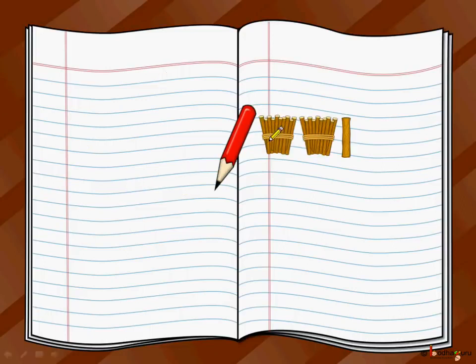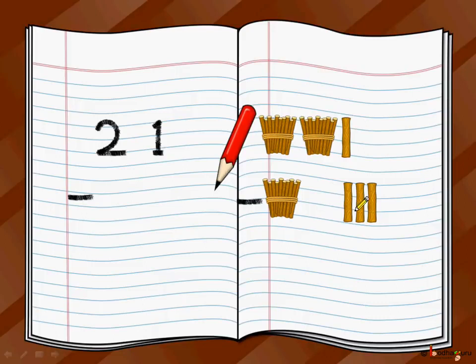Let's say you have 21 sticks, and from that you want to take away, that is the minus sign, 13 sticks, that is 1, 3. You write this like this. Now let's start doing the same way. You start from the ones position. From 1 stick you want to take away 3 sticks.